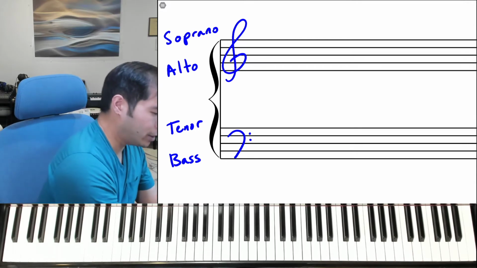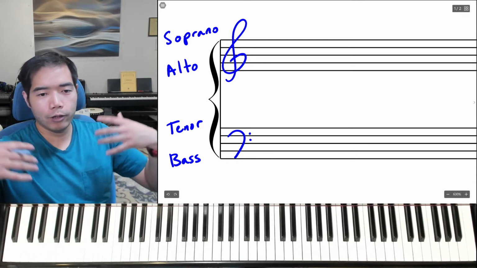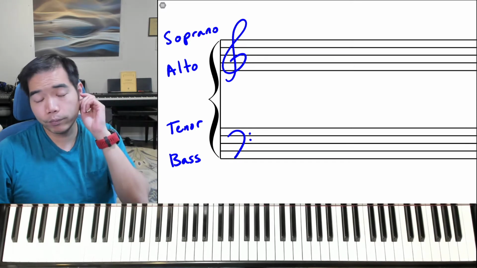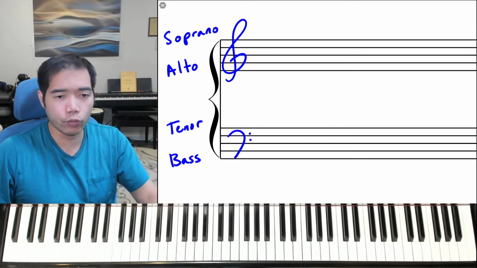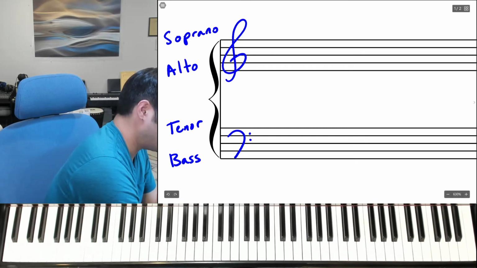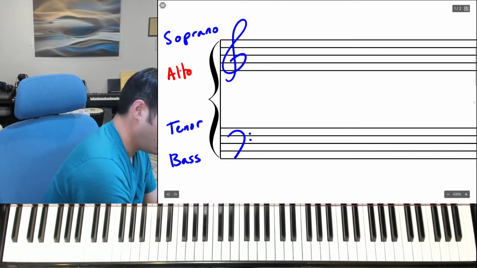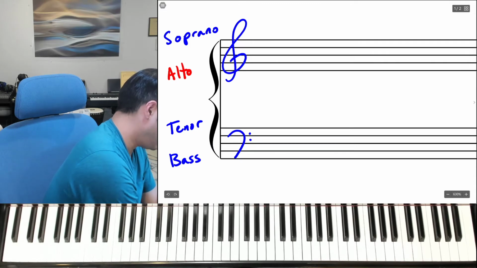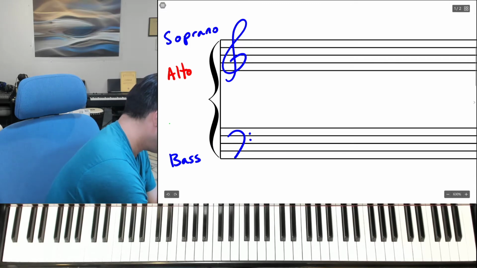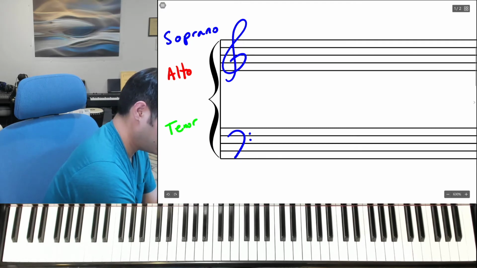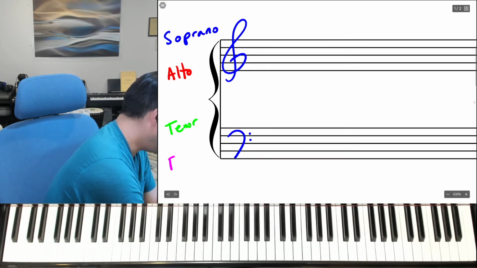So let's talk about registration. Registration refers to basically the range of an instrument. Okay, in this context, we're talking about the range of a particular voice. So let's start with the soprano voice. Soprano voice, maybe I should change these colors so that they're color-coded. Let's make alto red. We'll make the tenor green. And we'll make the bass pink.